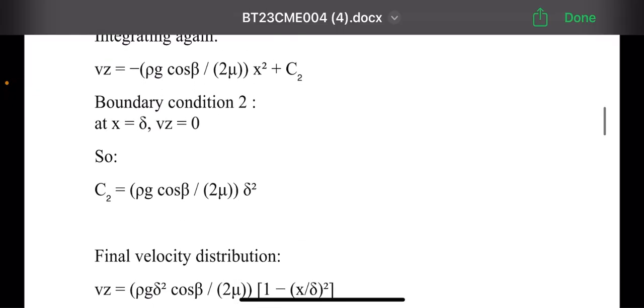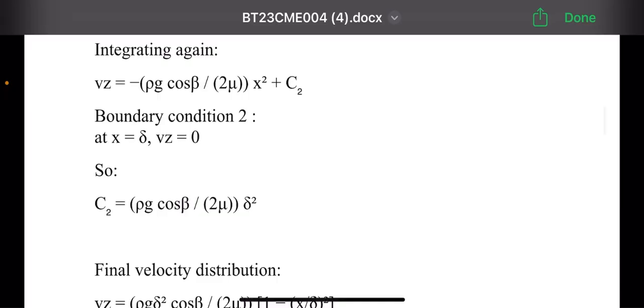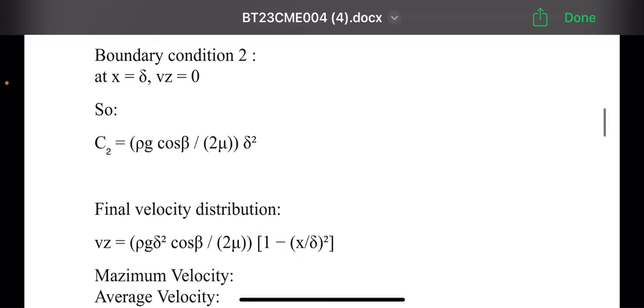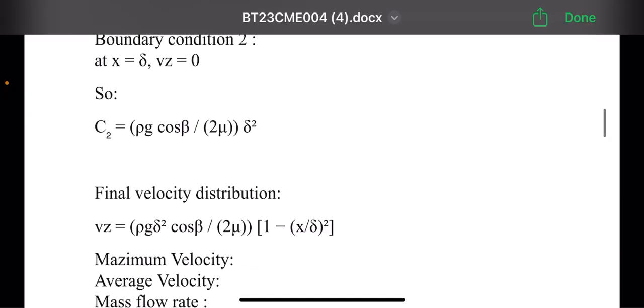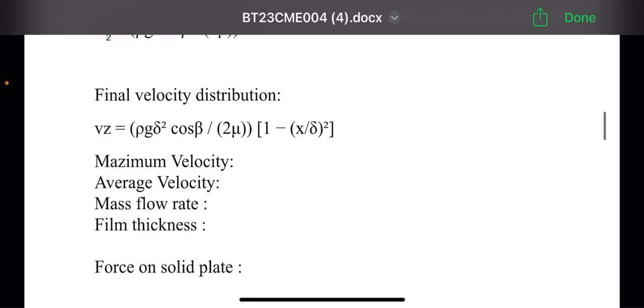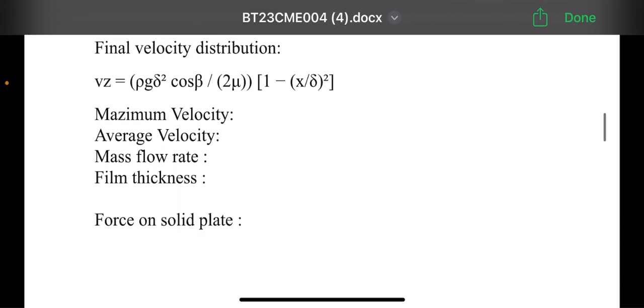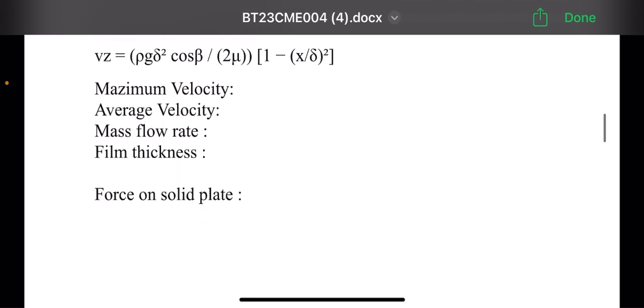After this, we calculate the value of c2, which will be rho g cos beta upon 2 mu into delta square. The final velocity distribution will be vz is equal to rho g delta square cos beta upon 2 mu, in brackets, 1 minus x by delta, whole square. Then we will calculate the maximum velocity, average velocity, mass flow rate, film thickness and force.